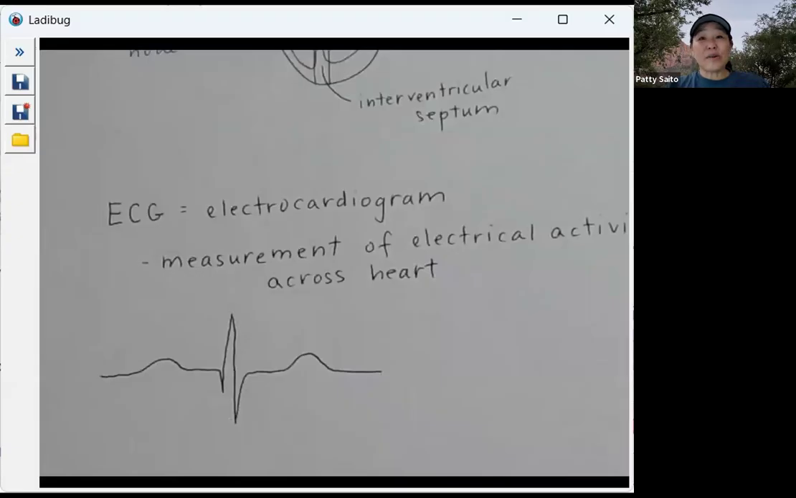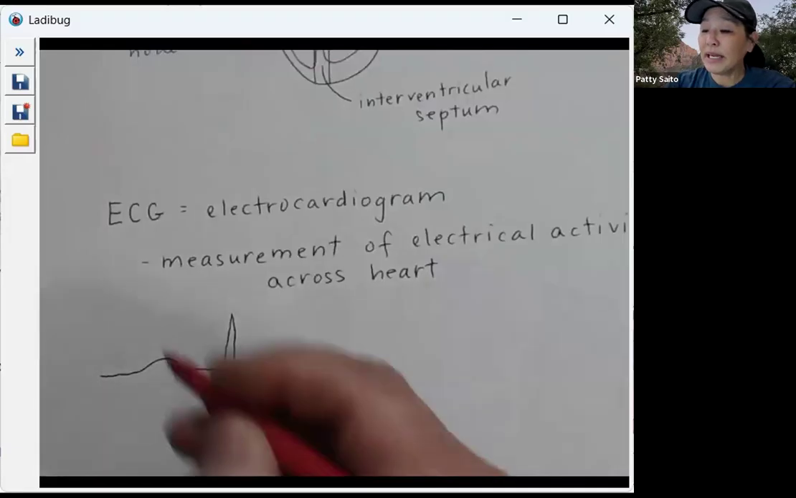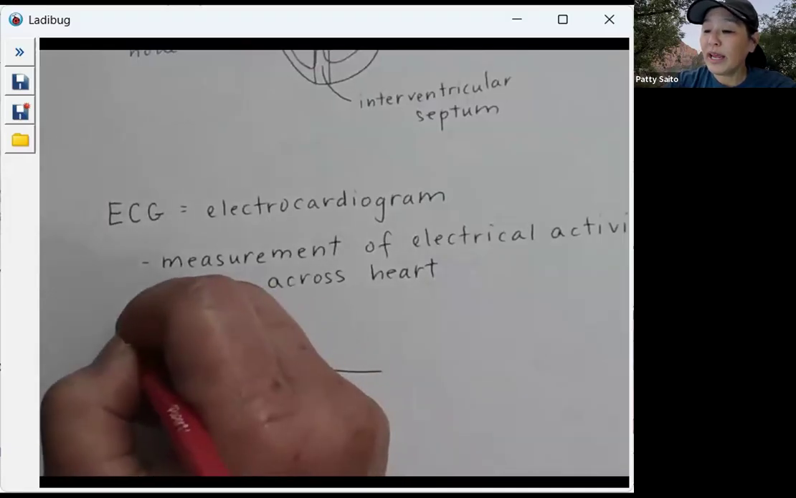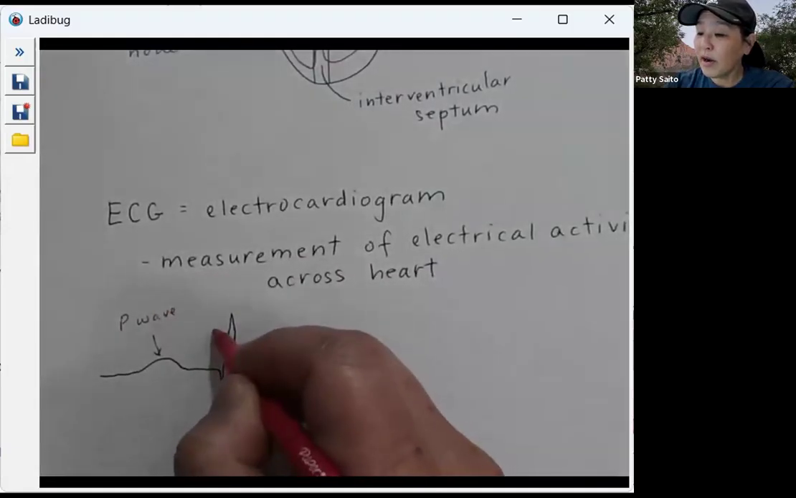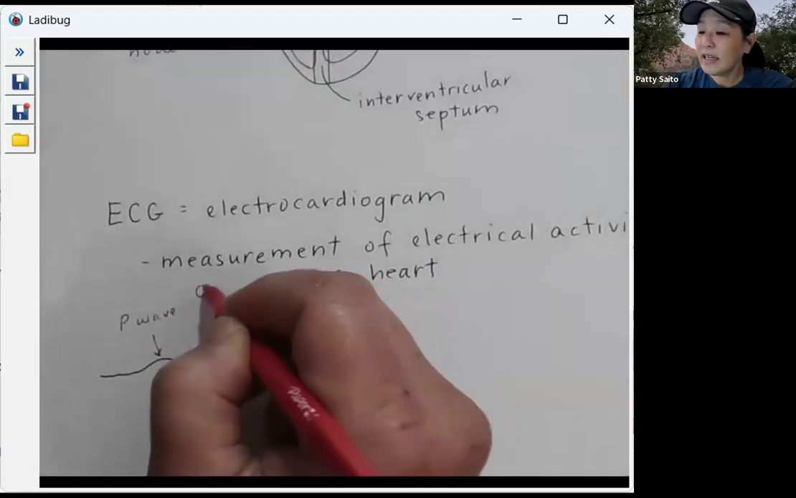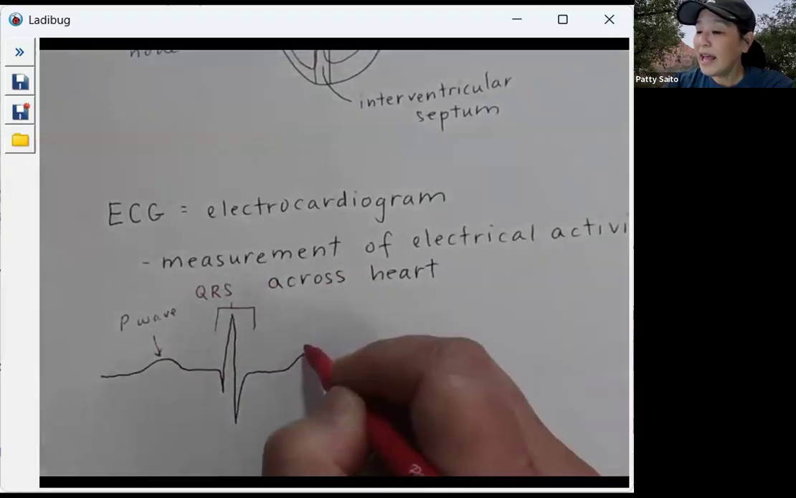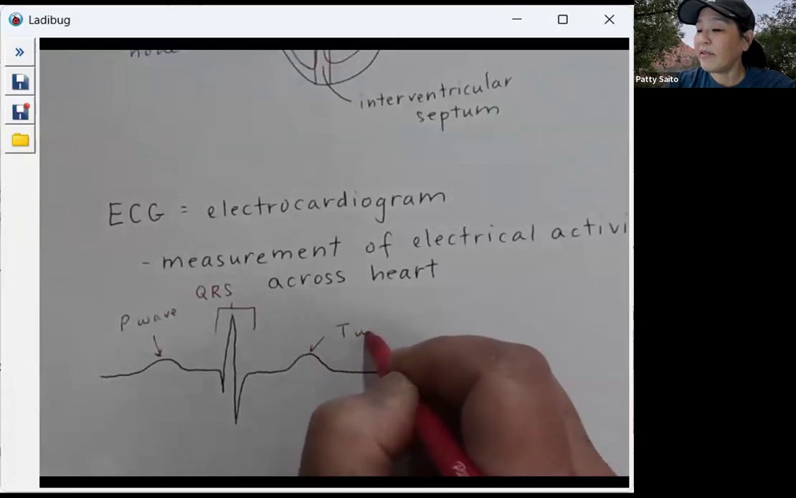Interestingly, the cardiac cells are what we call myogenic. They can kind of beat on their own if you take them away from the nervous system. They have their own electrical generation within itself, which is kind of unique. All right. Anyway, let's label it. This little blip is called the P wave. These blips are called the QRS complex, and this is called the T wave.